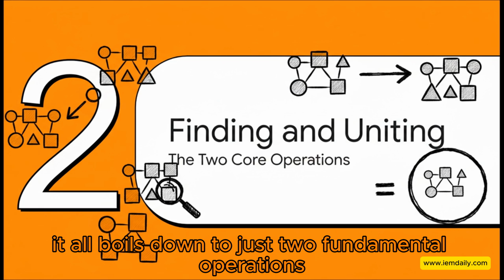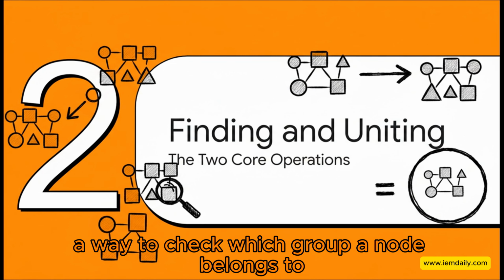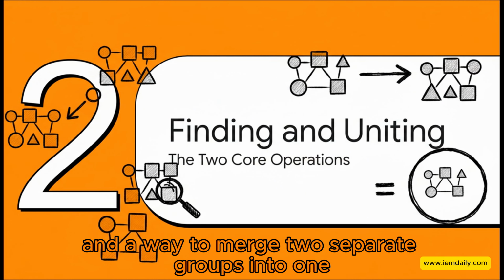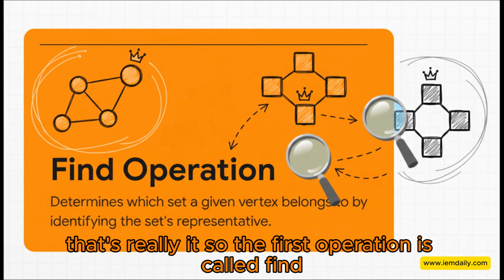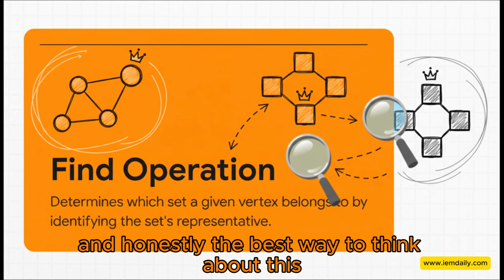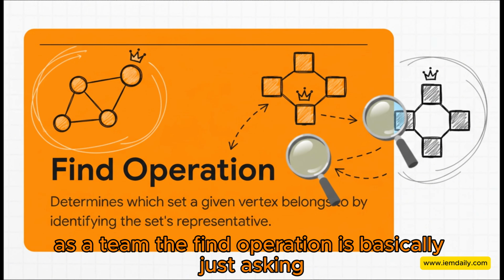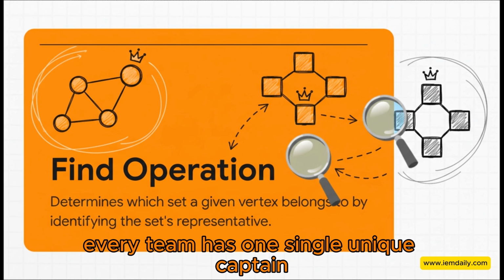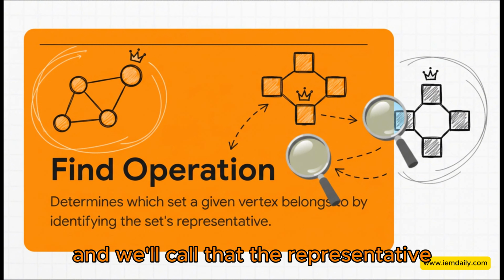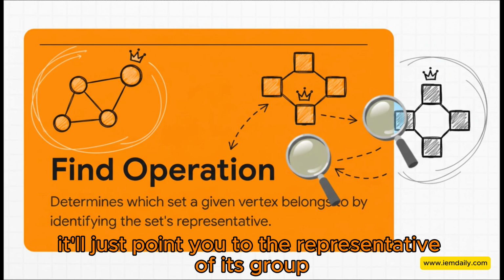The solution to this is actually super elegant. It all boils down to just two fundamental operations. We just need a way to check which group a node belongs to and a way to merge two separate groups into one. That's really it. So the first operation is called find. And honestly, the best way to think about this is to imagine each group of connected nodes as a team. The find operation is basically just asking, hey, who's the captain of this player's team? Every team has one single unique captain, and we'll call that the representative. So if you call find on the node, it'll just point you to the representative of its group.